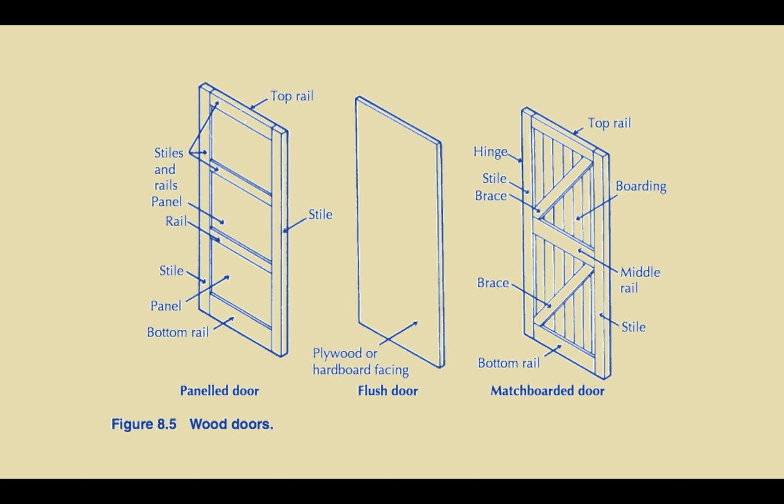Here, pay particular attention to the different parts of the panel door: the top and bottom rail, the stiles that form the sides, as well as middle rails that might be used in different types of panel doors. This will be important to understand the construction of the doors, which is discussed in further detail in the following sections.